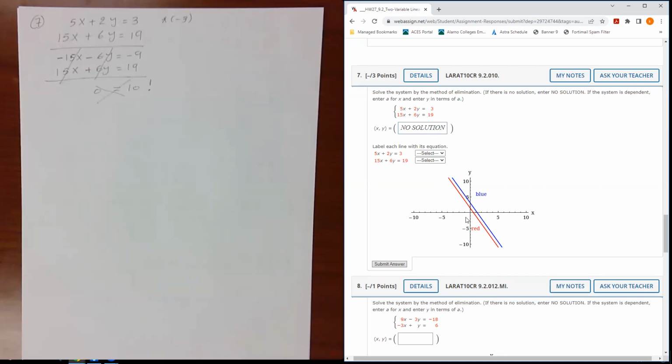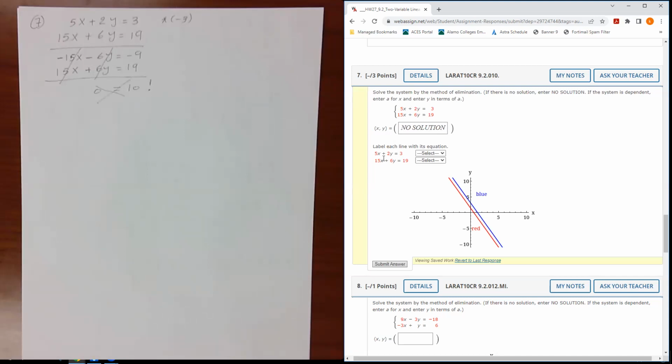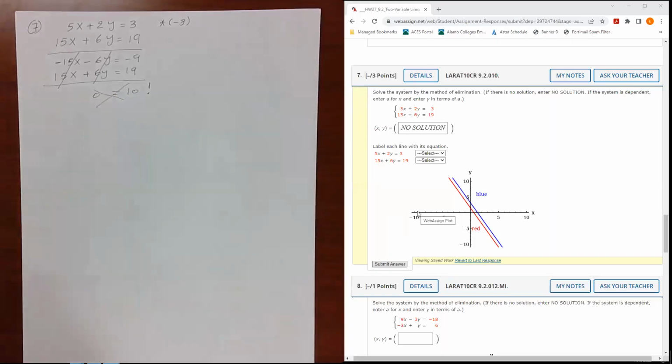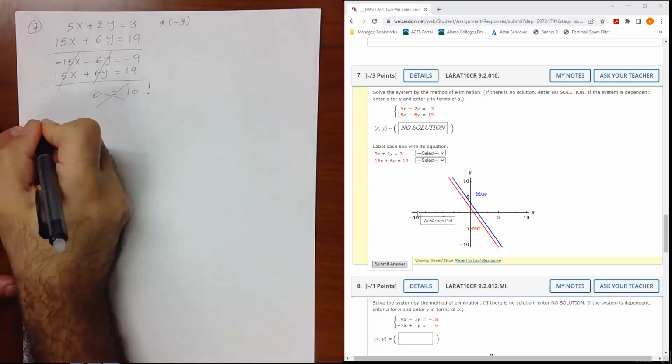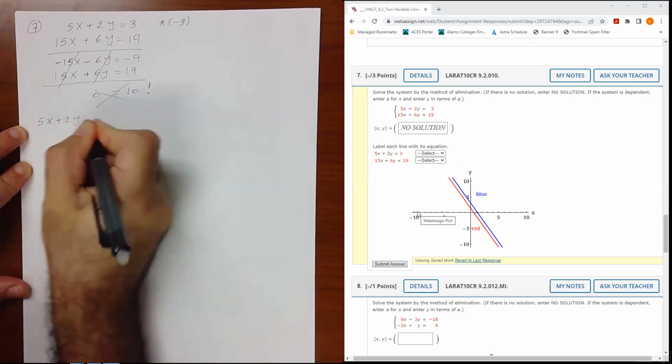Now, you looked at the graph, they're never going to intersect each other. That's why we have no solution. So let's check now which one is going to be the right graph for the first equation, the blue or the red. So let's keep going. The first equation is 5x plus 2y equals 3.